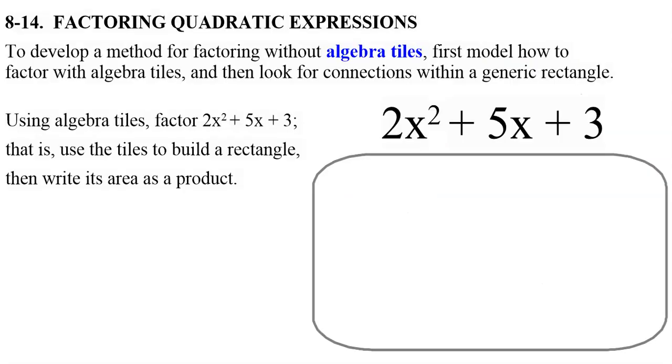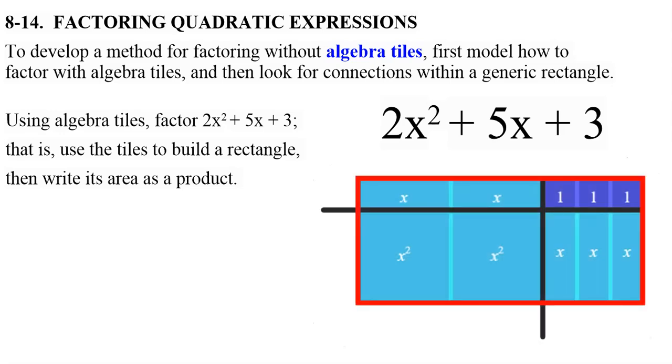Now we're going to develop a method for factoring without algebra tiles. First, we're going to model how to factor with algebra tiles, then look for some connections within the generic rectangle that can help us. Using algebra tiles, we can factor 2x squared plus 5x plus 3. We first have to come up with a generic rectangle, and luckily, we already have this. It's right here. This is our generic rectangle of 2x squared plus 5x plus 3.